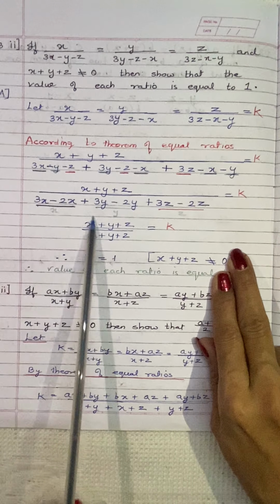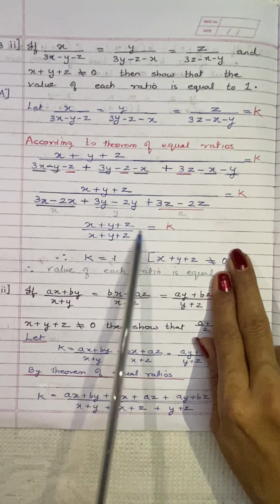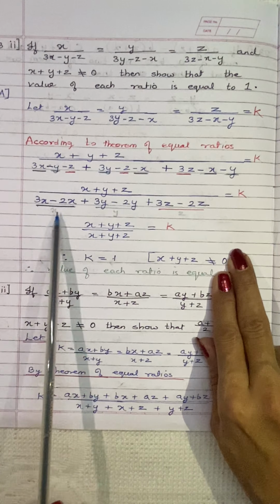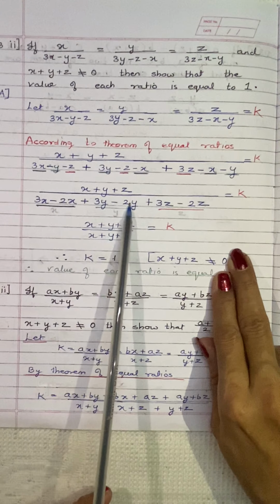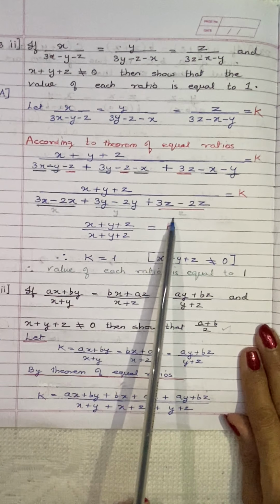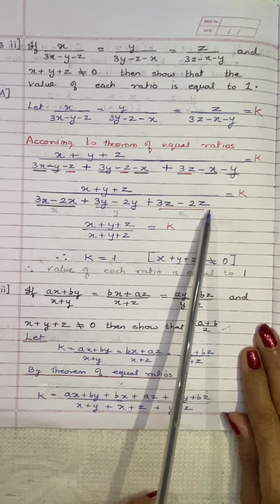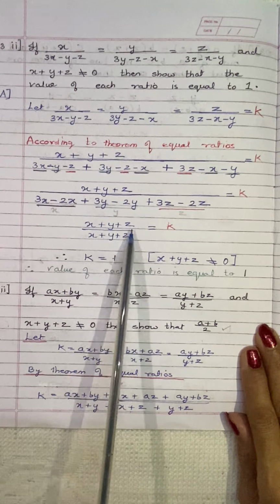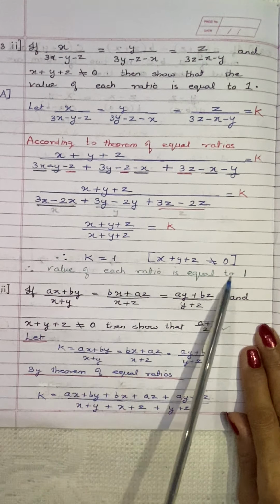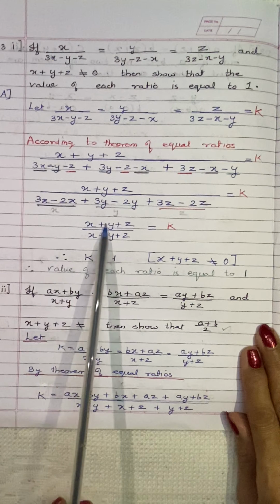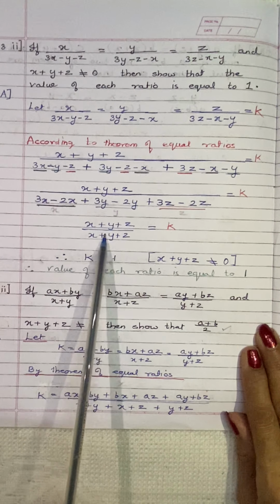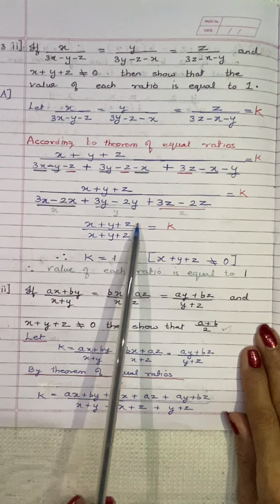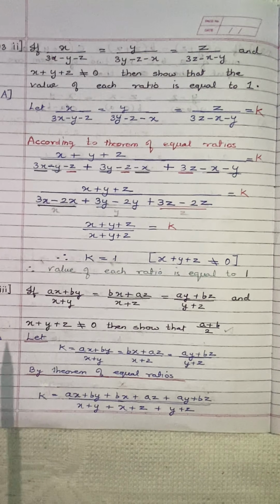So now here we will find, right, numerator same way, x plus y plus z upon 3x minus 2x is x, 3y minus 2y is y, and 3z minus 2z is z, which is equal to k. Therefore k is equal to, all gets cancelled, so k is equal to 1. Therefore the value of each ratio is equal to 1. You cancel x, 1 upon 1 is 1, y upon y, cancel y, 1 upon 1, and z, so we are getting value 1.